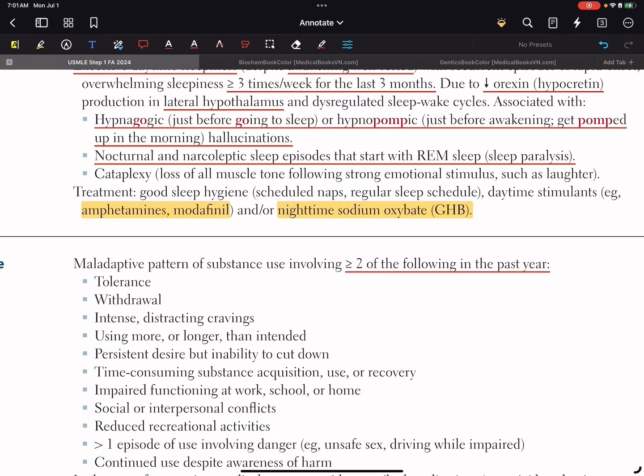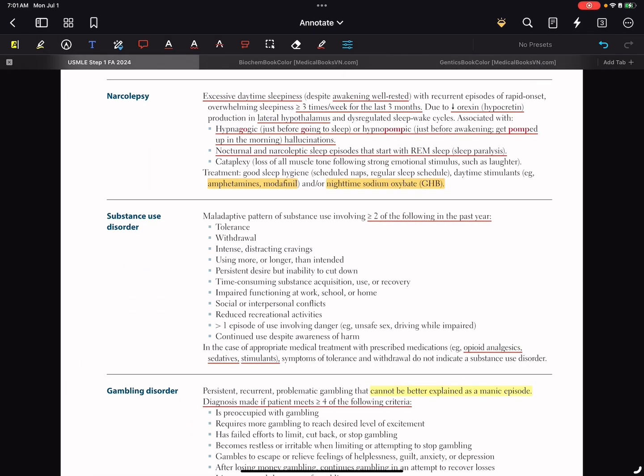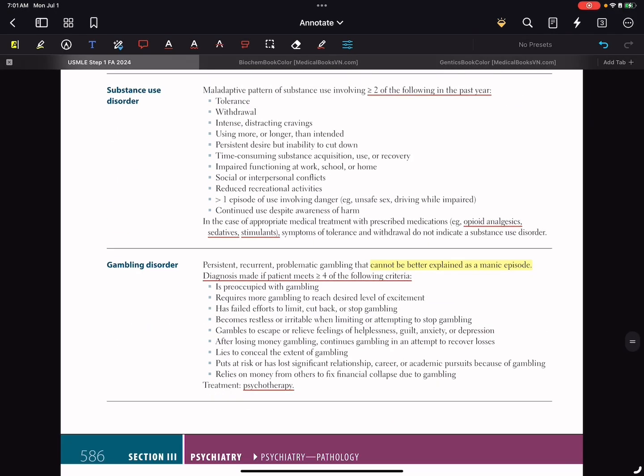Narcoleptic sleep episodes that start with REM, sleep paralysis. Cataplexy: loss of all muscle tone following strong emotional stimulus such as laughter. Treatment: good sleep hygiene, scheduled naps, regular sleep schedule, daytime stimulants such as amphetamine, and nighttime sodium oxybate, GHB. Okay.